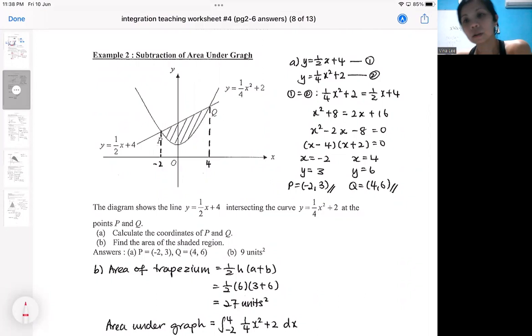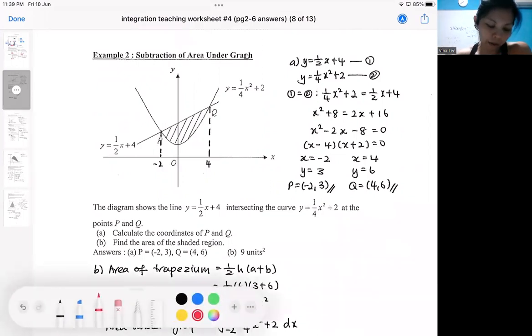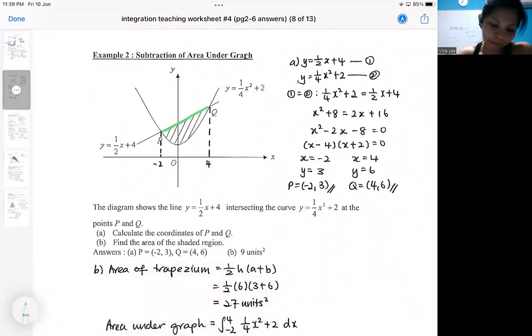So in the introduction video for this area under graph, I talk about addition and subtraction of area. If you already can identify positive area and negative area, the next thing will be you identify when I'm going to add the area, when I'm going to subtract the area. If you see in this case, the area that I'm interested in is hanging in the air. Can you see it's kind of like floating in the air? So this kind of area is usually a subtraction.